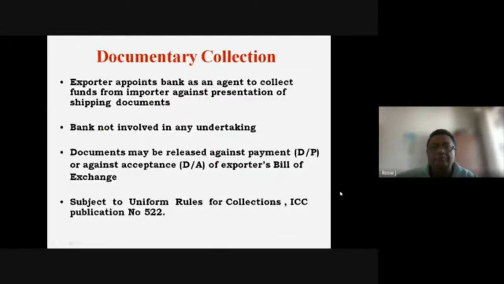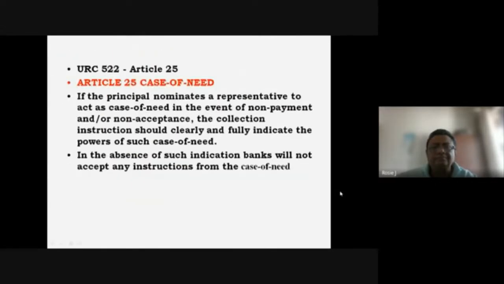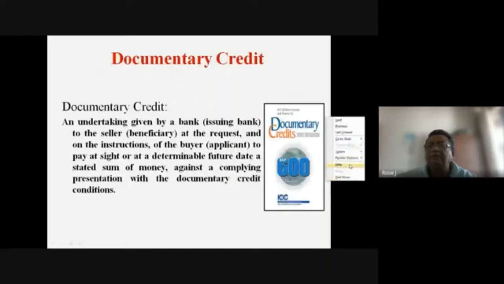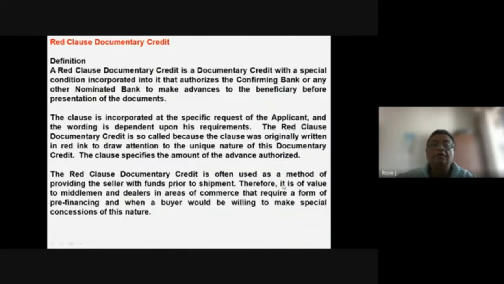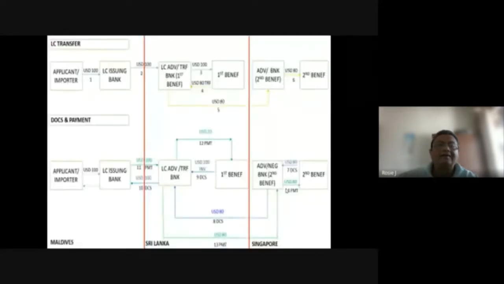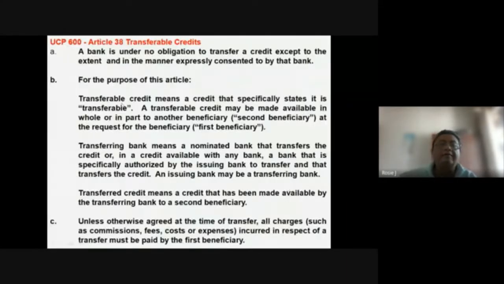Then we come to a thing called transfer of LC. This will take a little time, but don't worry, I'll do it in a way that you can understand. This is also quite common.